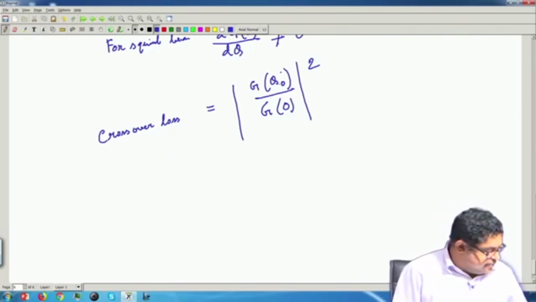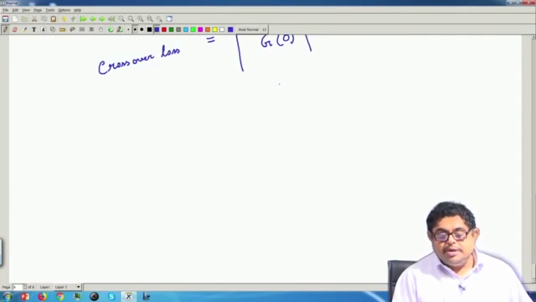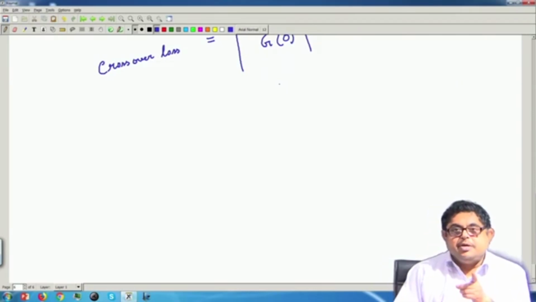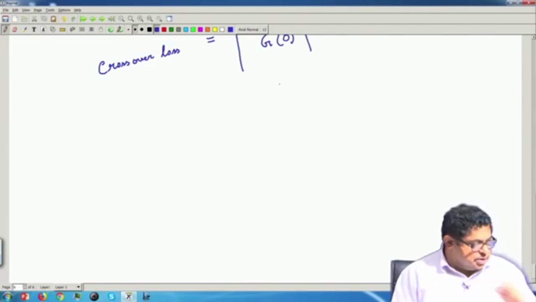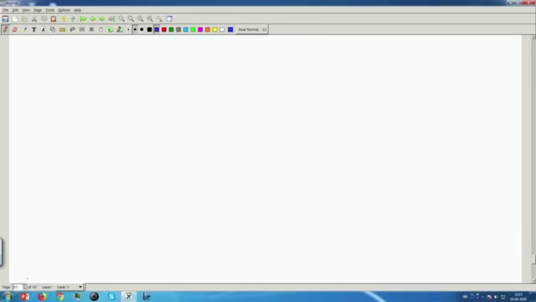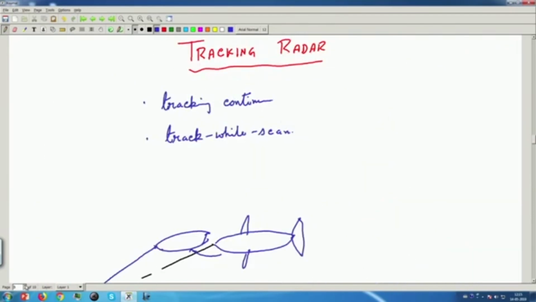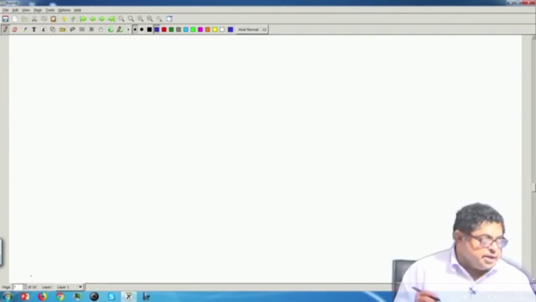So, the idea is that for precise angular measurement, you should not have a direct beam, because then your sensitivity will be the lowest. You choose a squint beam. Usually 2 squint beams are used. Now, we will discuss the first method that we have seen.